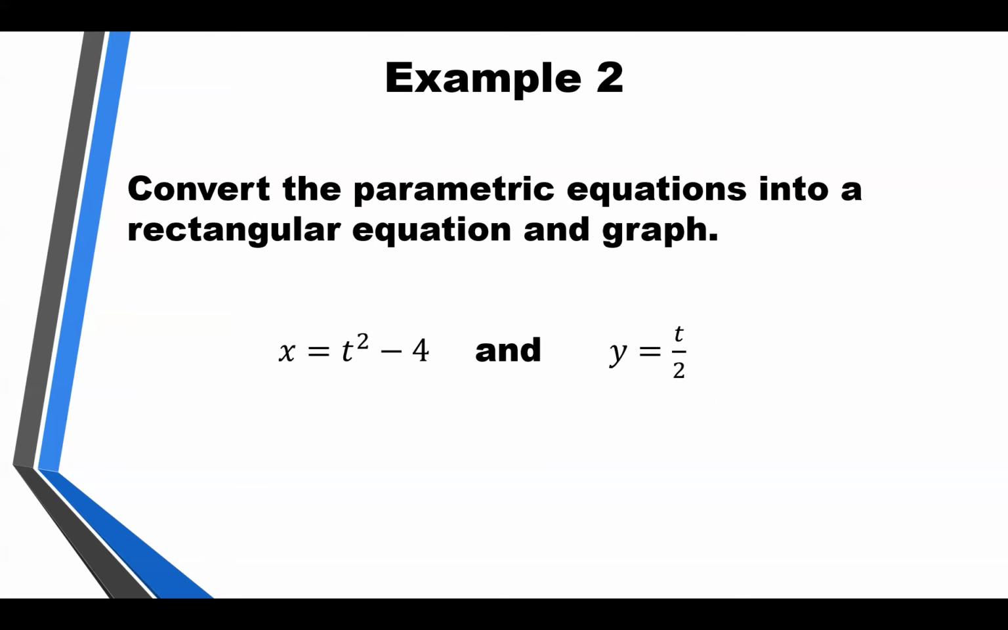Let's say we want to convert this pair of parametric equations into a rectangular equation and then graph it. The parametric equations are x is equal to t squared minus 4 and y is equal to t over 2.